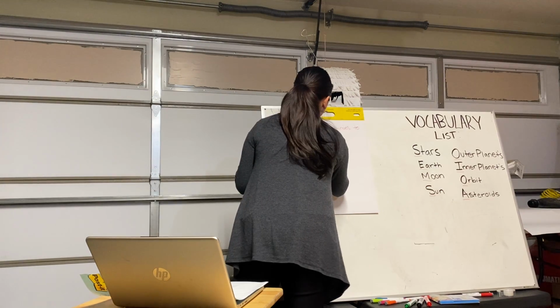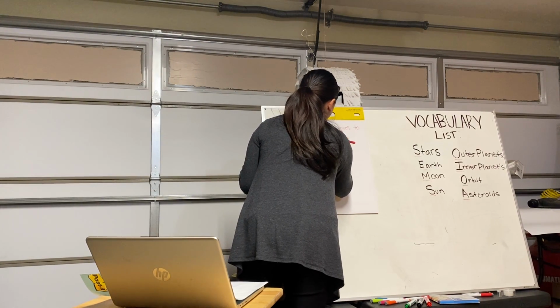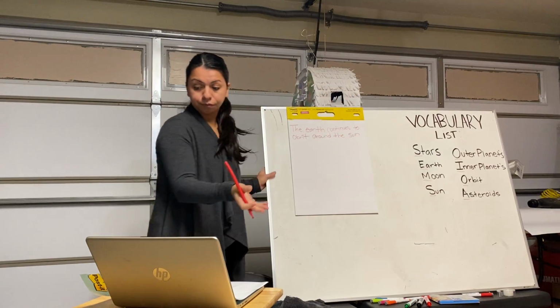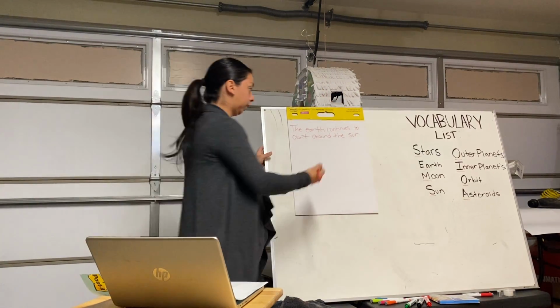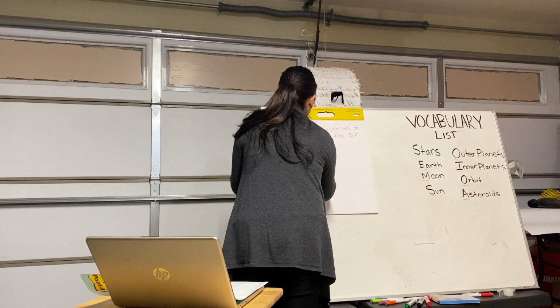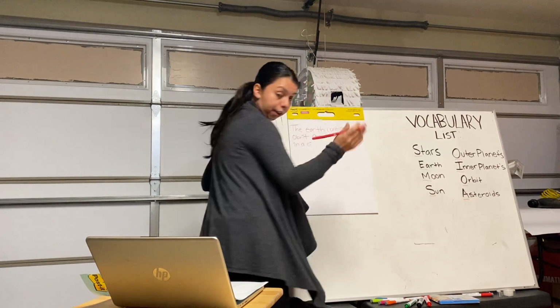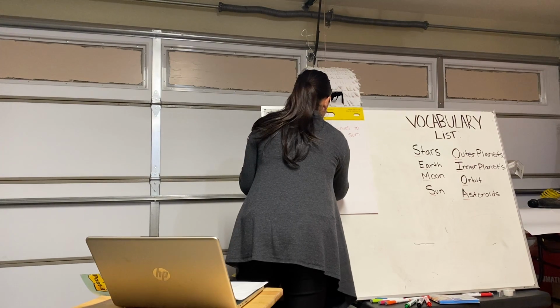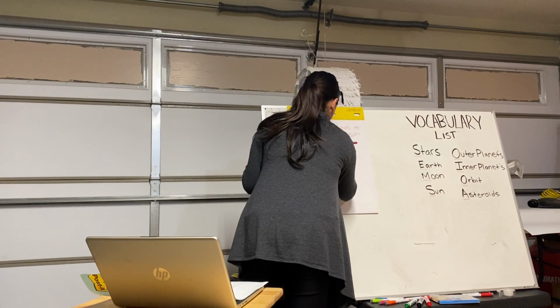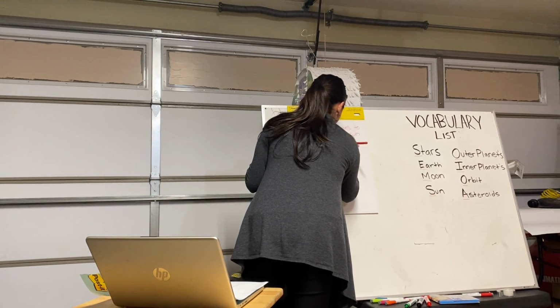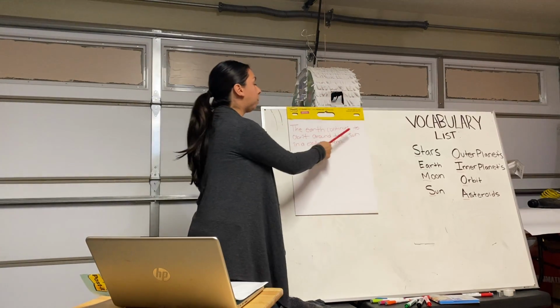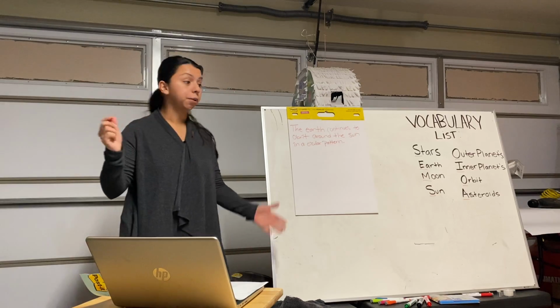Okay. So around the sun in a circular pattern. So in a circular pattern, right? Okay. So the Earth continues to orbit around the sun in a circular pattern.